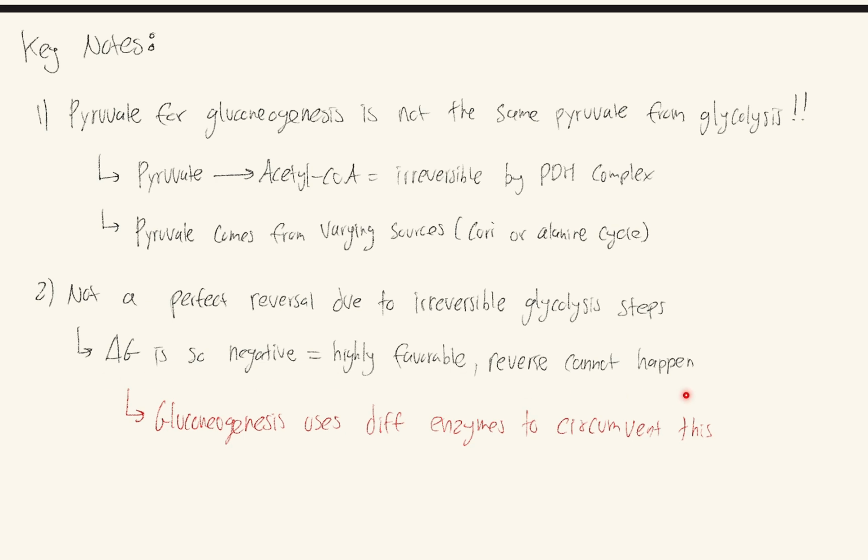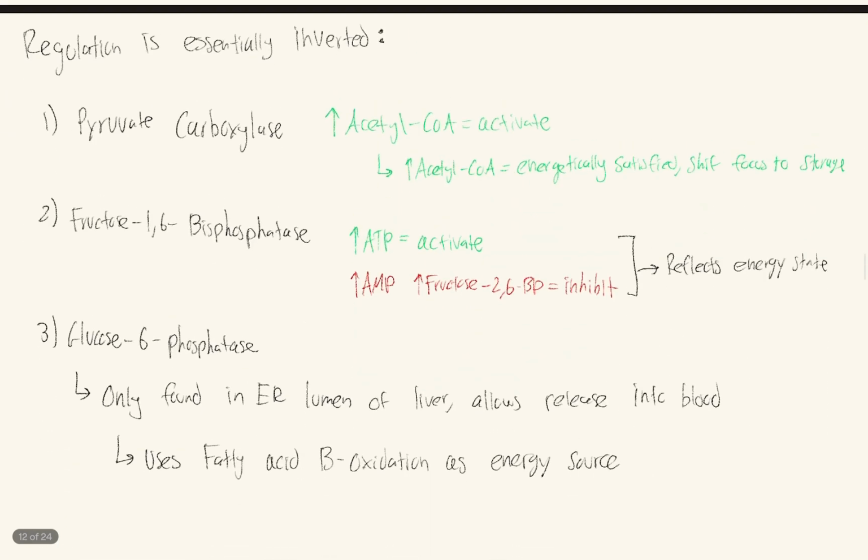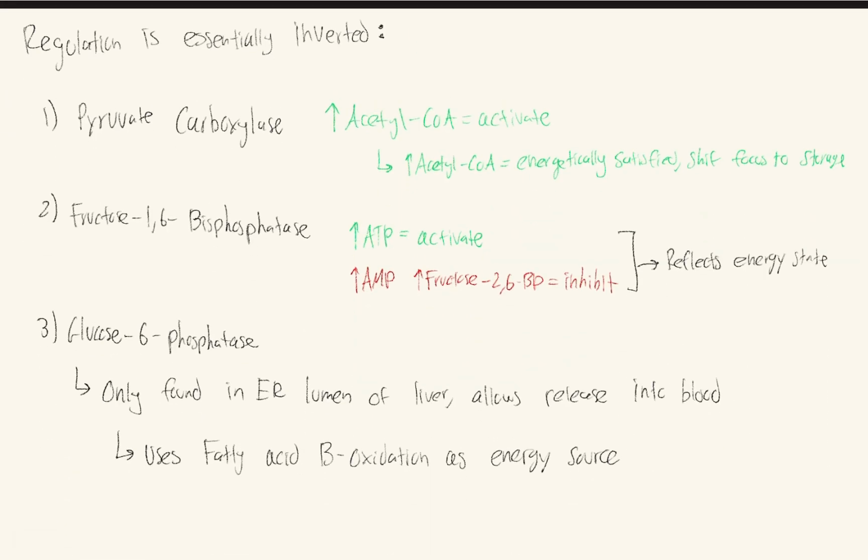So to overcome the delta G being so negative in the forward reaction, this would require that the delta G in the reverse reaction is absurdly positive, and we don't want that. That's energetically unfavorable. So we use just a whole different set of enzymes to do this. And so I would like to talk about the regulation of the key enzymes that I've highlighted in yellow if you want to rewind the video. So the first one being pyruvate carboxylase.